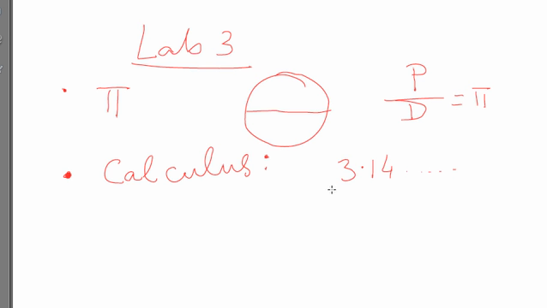So in many engineering applications, it's very important to have a very accurate value for pi when you are using pi as a constant in your calculations. And in this lab, we'll learn how to calculate pi very precisely. And we'll use our parallelizing concepts using OpenMP for doing that.